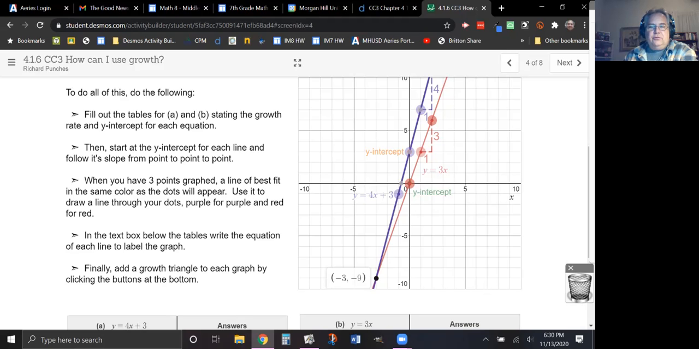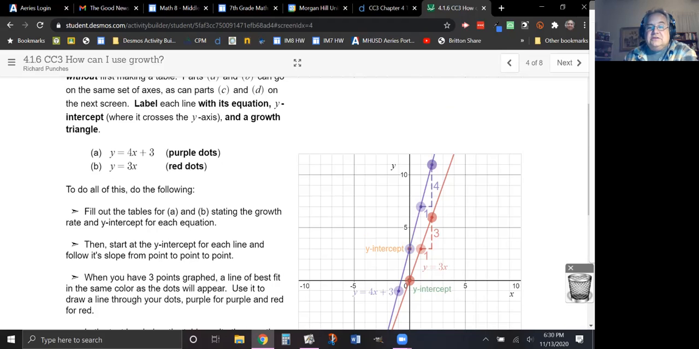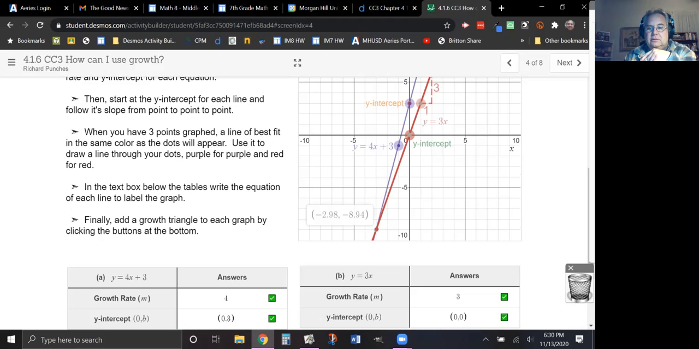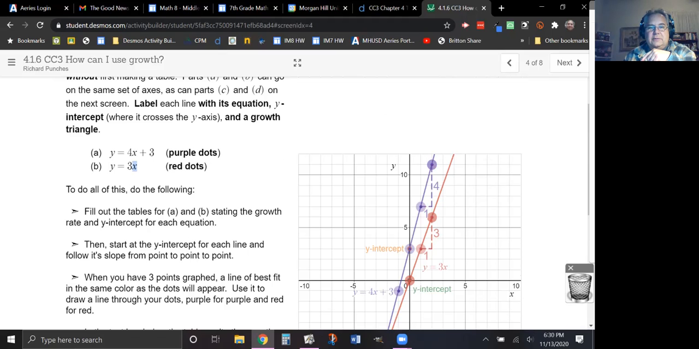Well, that point is going to be important. That point, -3, -9, is the only point that satisfies both of these equations at the same time. If you plug -3 in for x, 4 times -3 would be -12. -12 plus 3 is the -9 that you see right there. And likewise, if I plug -3 in for x here, 3 times -3 is also -9, the y value.